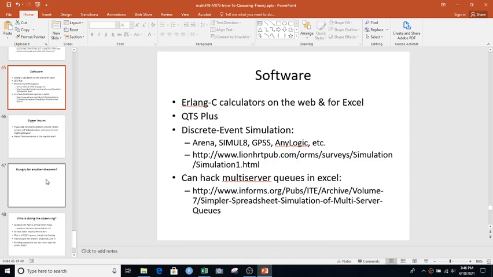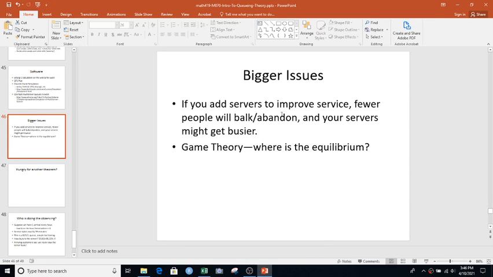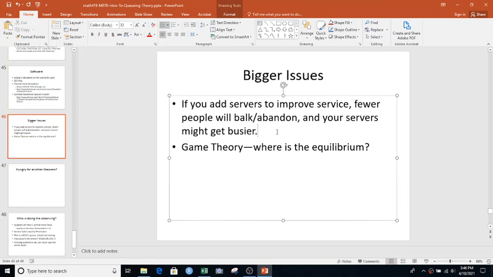Let's talk about some interesting bigger issues. If you add servers to improve service, then fewer people get tired and leave, and your servers might get busier, which means you have to add more servers, right? So it can be kind of a bad spiral. So it's almost a game theory thing where, like, if people know that you won't be very busy at a certain time of day, they'll tend to call you then, and then you have to add more servers then.